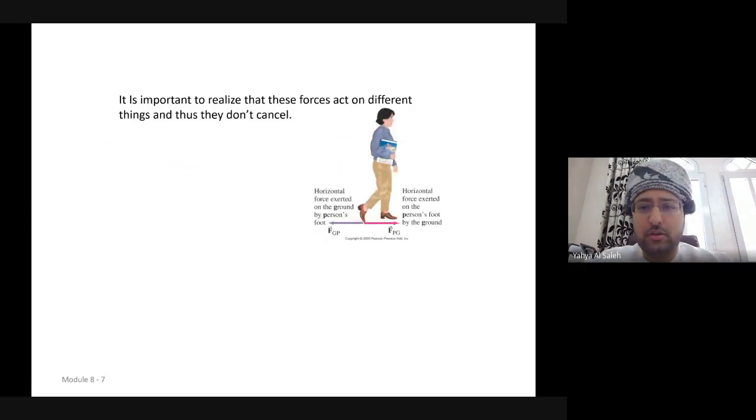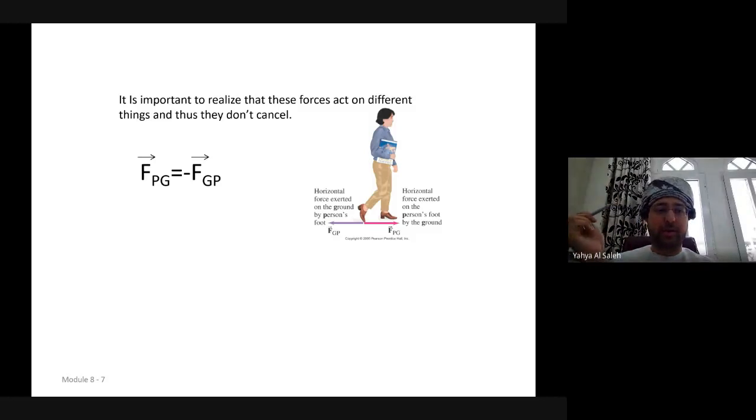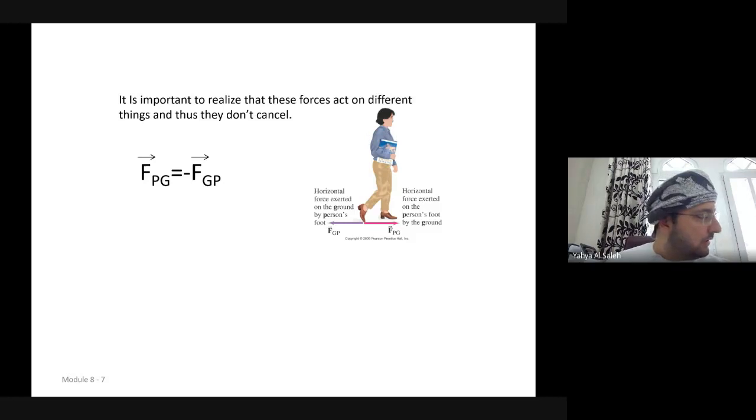Look at this person. This person is walking. You have two forces. Look at the free body diagram, okay? You have one force going this way, another force going this way. They are opposite in direction, and they are equal in magnitude. In the book, this is 5.5. Okay, Newton's third law, 5.5.